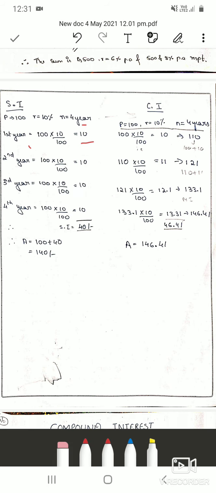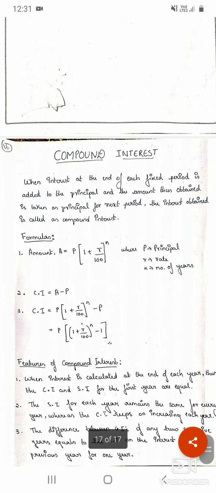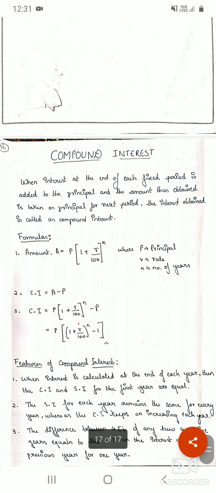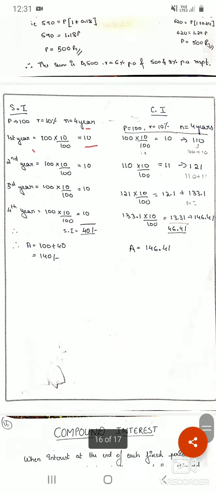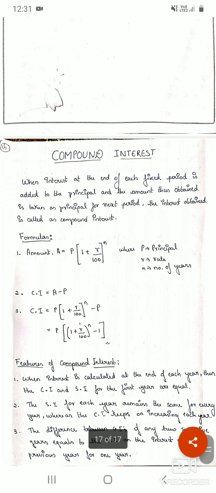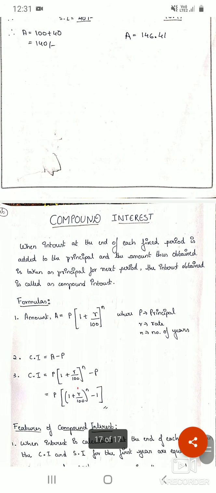So with this we have studied the basic concepts of compound interest. From the next class we will solve problems. I want you to solve the same problem using the formula and check if you get the amount as 146.41. And that is why it is so important to remember the formulas. So we'll see problems in the next class.